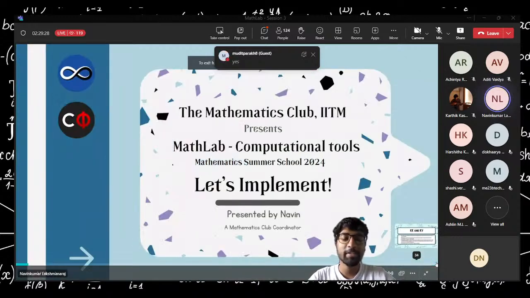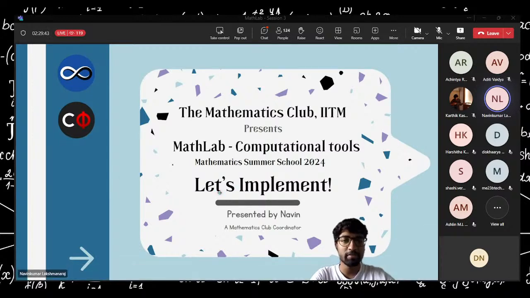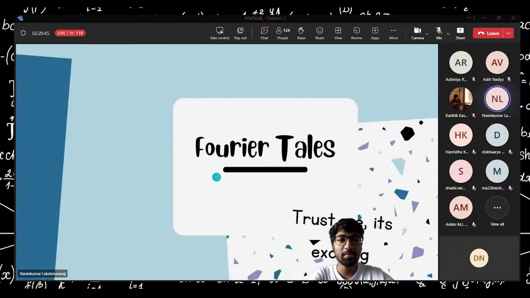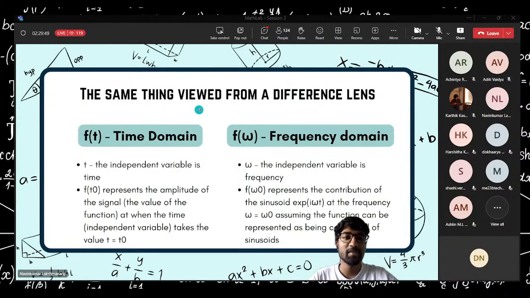Hello guys, I'm Navin. I'm also a coordinator of the Mathematics Club. Today I'll be briefing you a bit about the basics of the Fourier transform, where Kashyap left off, and after that we'll be implementing everything that we have learned in GNU Octave. So let's begin. And here is our journey through the Fourier series.